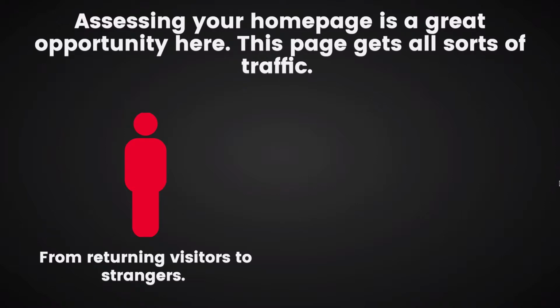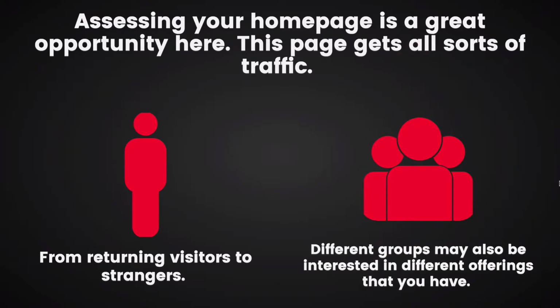Looking at your homepage, it gets all sorts of traffic. You may get returning visitors or absolute strangers. And number 2, different groups of folks may be interested in different offerings that you have. Let's say you have 5 product lines, right? You have swimming gear, you have equipment for golf, or let's say you have different types of audiences from the beginner to the more advanced ones. What will you put on your homepage?